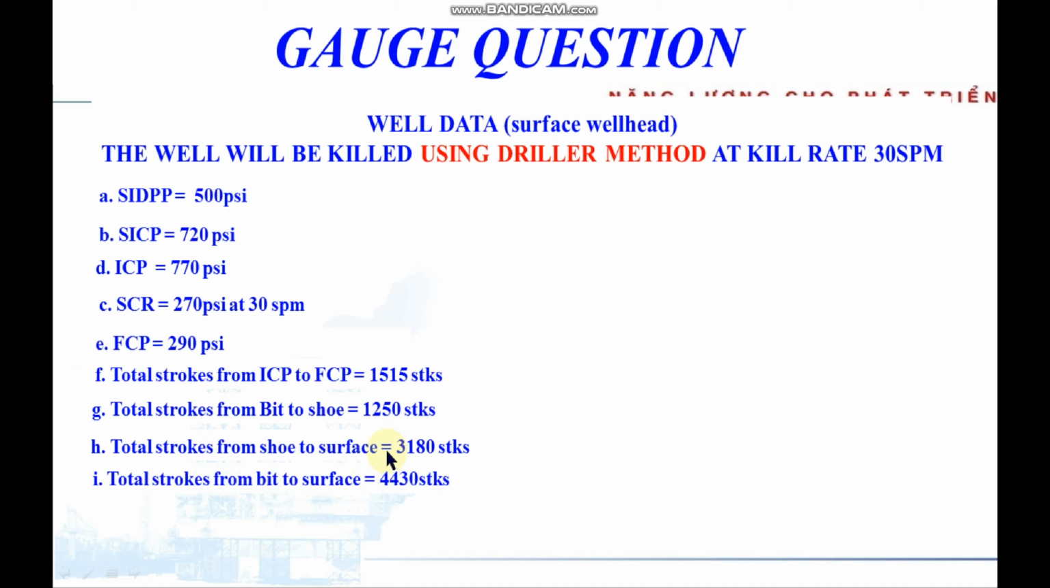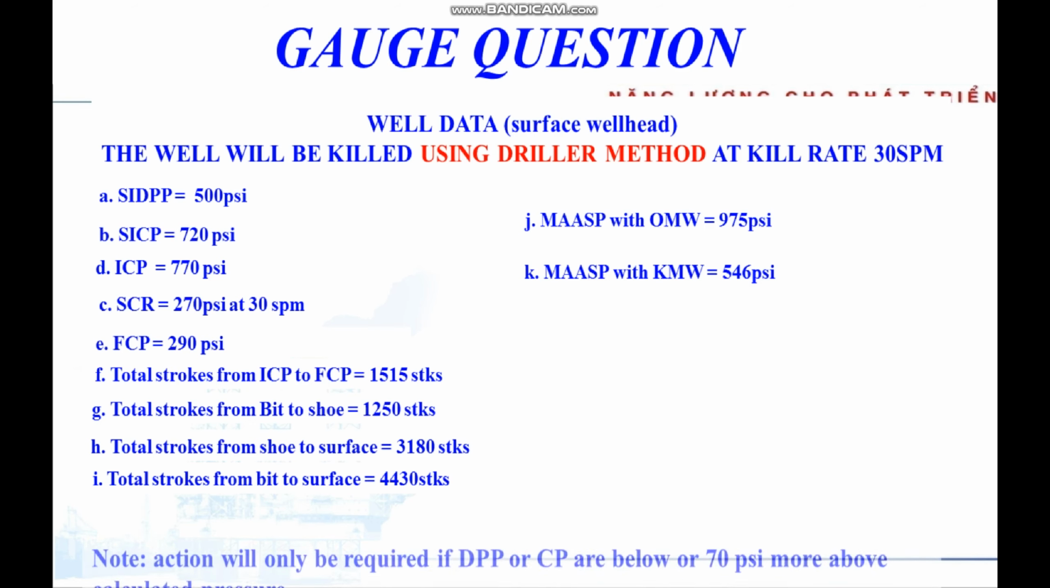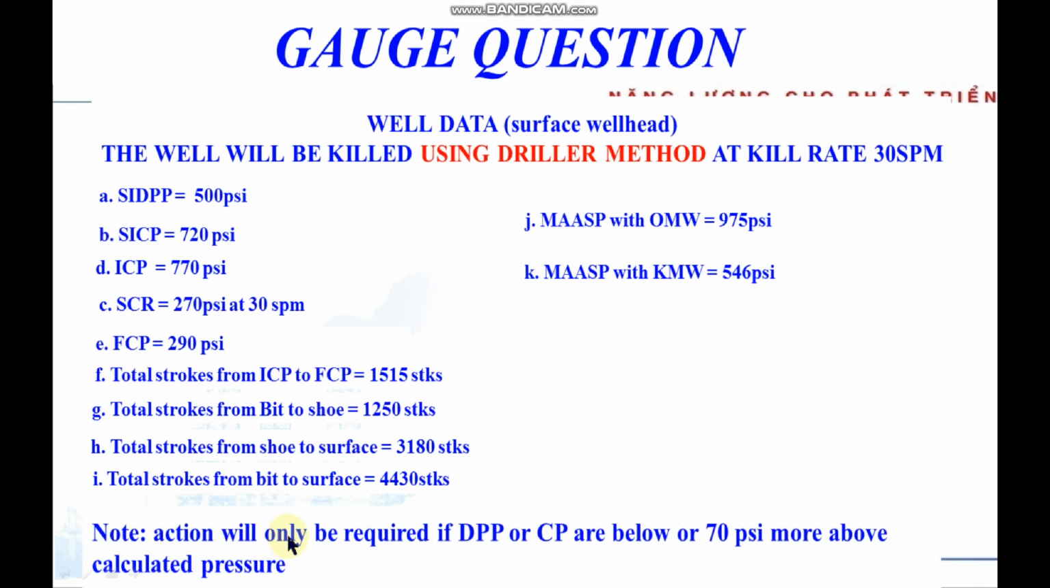Total strokes from shoe to surface 3180. Total strokes from mud to surface 4430. Mud weight 975. Mud weight, our mud weight 546 psi. Note, action will only be required if drill pipe pressure or casing pressure are below the calculated pressure or 70 psi more above the calculated pressure. Pressure step down in psi per 100 strokes is 31.7.